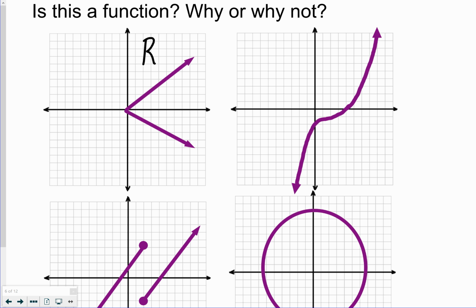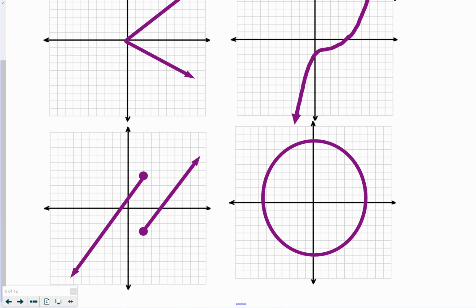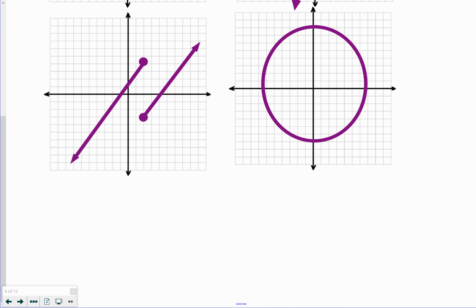What about the one on the top right? Does it fail the vertical line test? Nope, that's a function. What about this one here, the bottom left? Relation, Cameron? Doesn't fail it, right? Where does it fail it? At the 2. Thanks for being specific. Thank you so much. At the 2, you have (2, 4) and (2, -3).